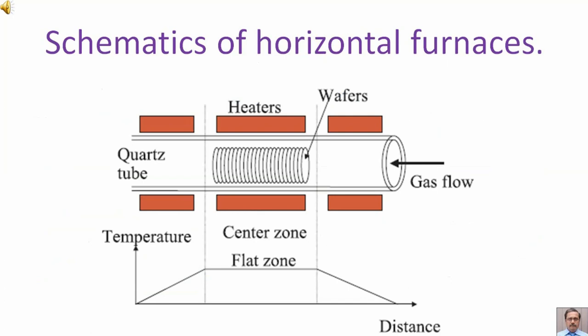This diagram shows schematics of a horizontal furnace. Here we can see the quartz tube, wafers inside the quartz tube, heaters, the gas flow, and the temperature versus distance curve.